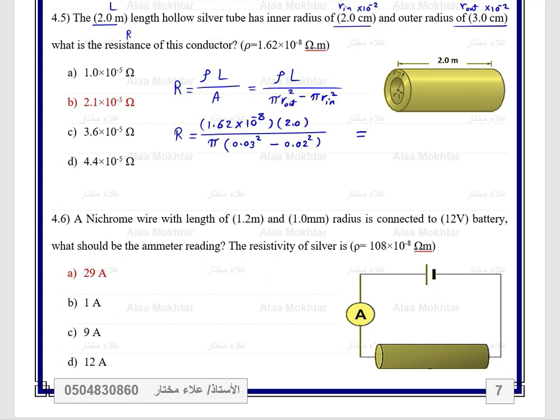I will check with you. 2.06 times 10 to the negative 5 ohm. We can write it as 2.1 times 10 to the negative 5 ohm.